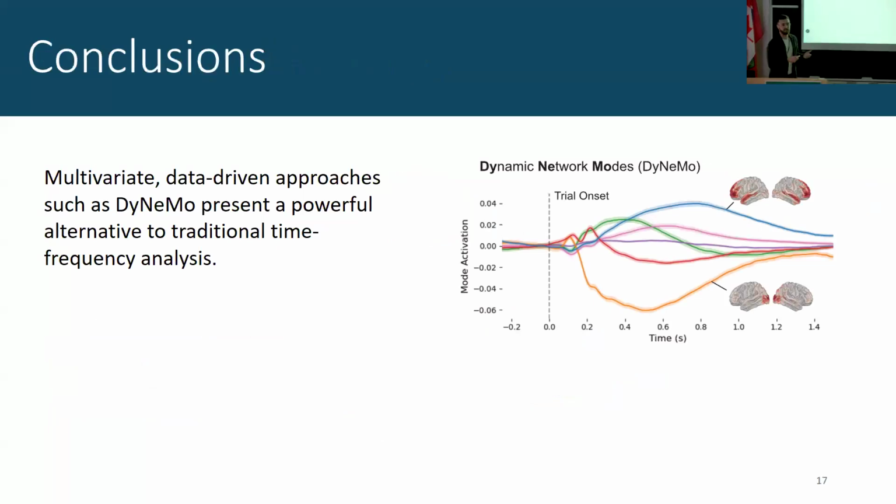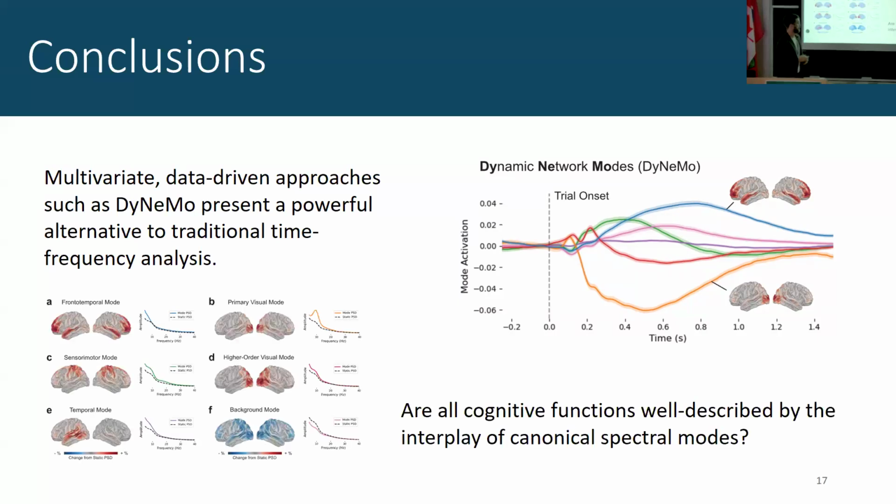So using no real prior assumptions about the nature of the data, we have inferred these spatial and spectral modes of brain activity, and we've seen how they evolve with time in a behaviorally relevant way. Now, we've replicated this across several data sets, but are all cognitive functions well described by the interplay of these same 6 or so canonical spectral modes? That's an invitation. If anyone has MEG data lying around, I can send you pipelines.